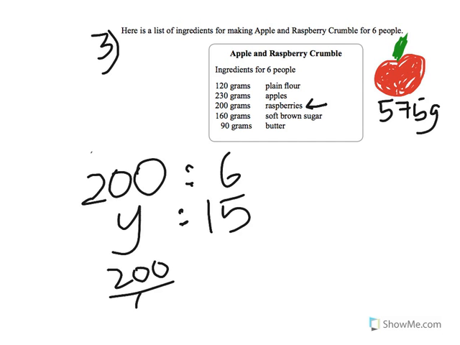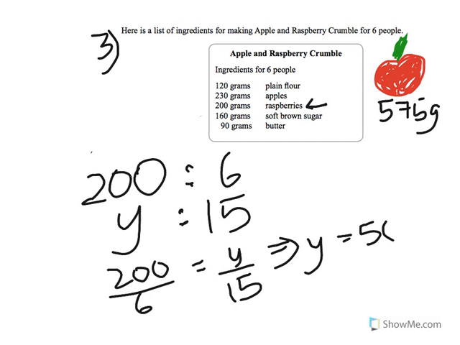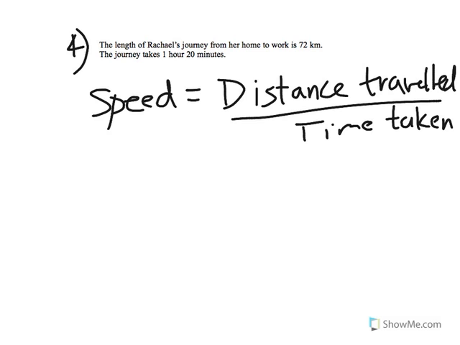So 200 over 6, because any ratio can just be written as, for example, 1:2 can be written as 1/2. Okay? So you write 200 over 6 is equal to Y over 15. Multiply both sides by 15, and you're going to get Y is equal to 200 times 15 over 6, which is just 500 grams of raspberries. Sorry, that's a bad raspberry.